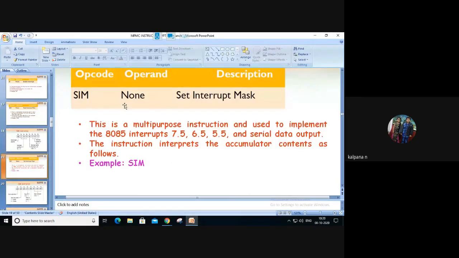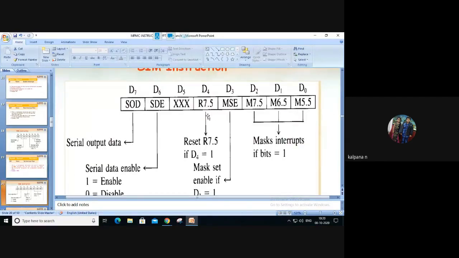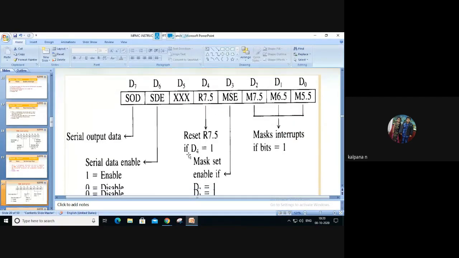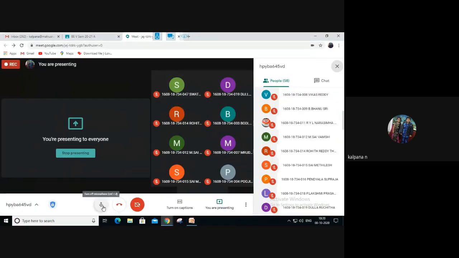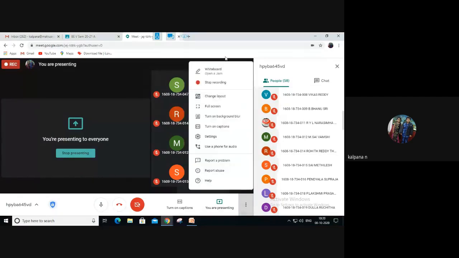Next, SIM, set interrupt mask. For this also, a block diagram is given. So this is the block diagram of SOD. Okay, clear? Branching instructions. Any doubts? How many instructions have we discussed till now?